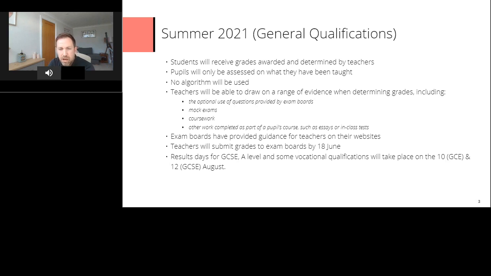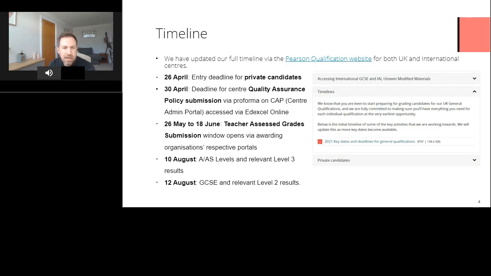And different to previous years and to a normal examination series, the results days this year for both GCSE, A-level and some of the vocational qualifications that awarding organisations provide will be released in the same week this year and slightly earlier than usual. So the 10th of August is when we'll be releasing our level 3 GCE qualifications and the results from those, and the 12th of August is when our GCSE results will be published. So just a few key dates there to remember. As I say, in terms of the timeline, there's lots of activity and lots of key dates that are coming up over the course of the next few weeks and months.